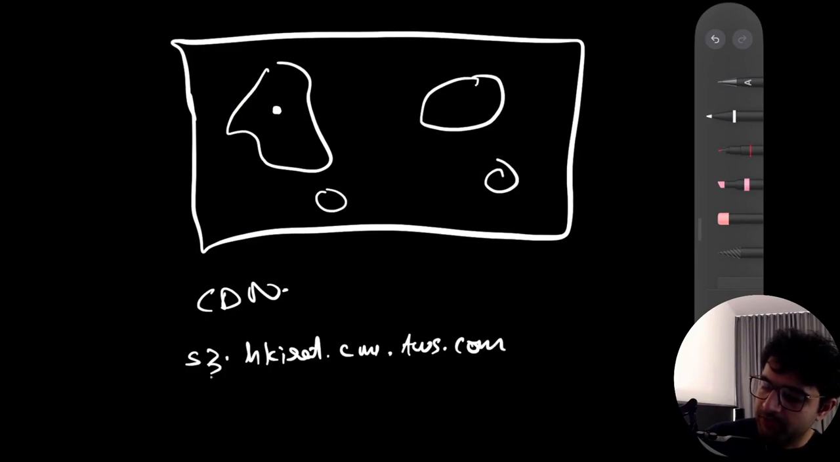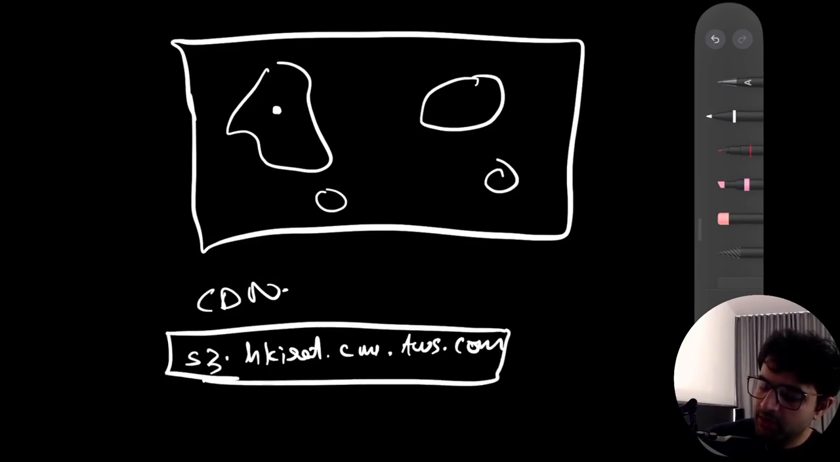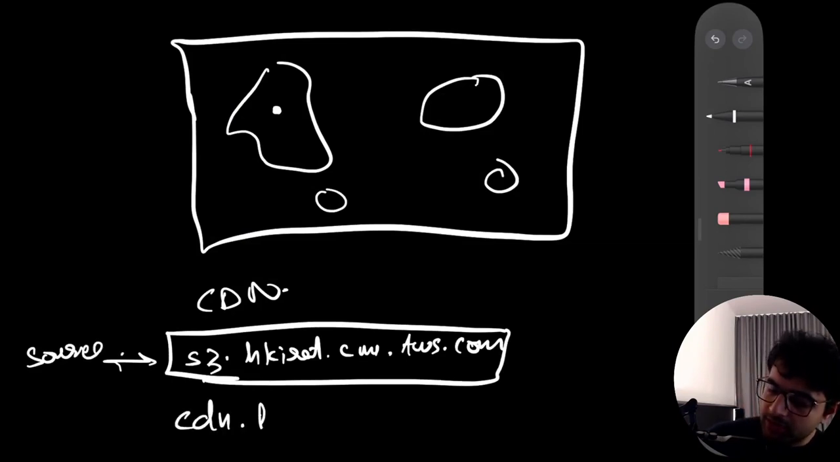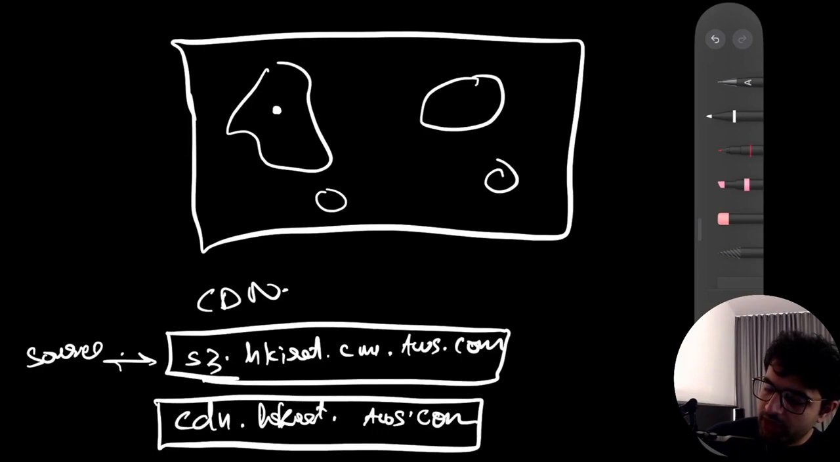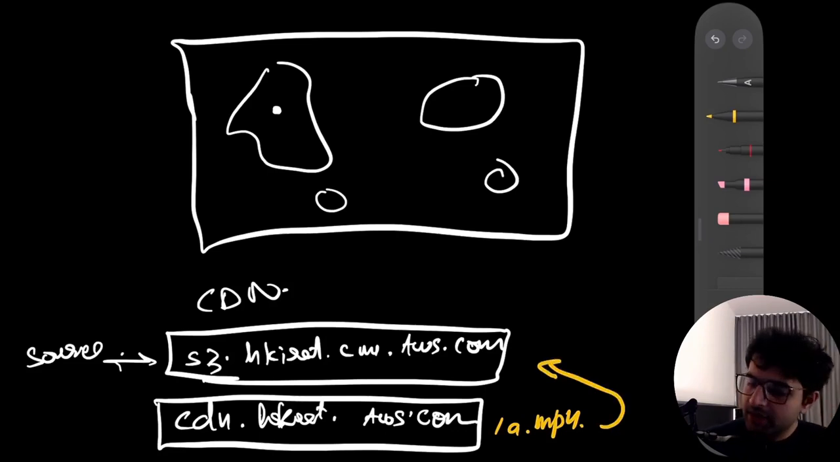s3.hkirathcms.aws.com. Whenever you create a CDN, you tell it, bro, this is your source. Anytime someone comes to the cdn.hkirath.aws.com, find whatever they want. For example, they might want a.mp4. Find this from here and cache it. I repeat, let me explain this better.